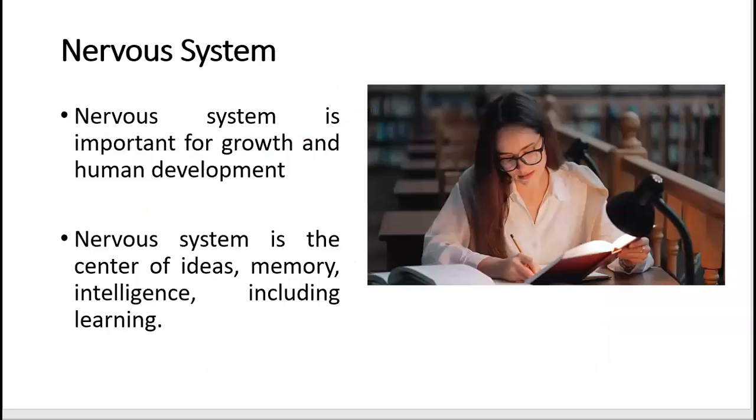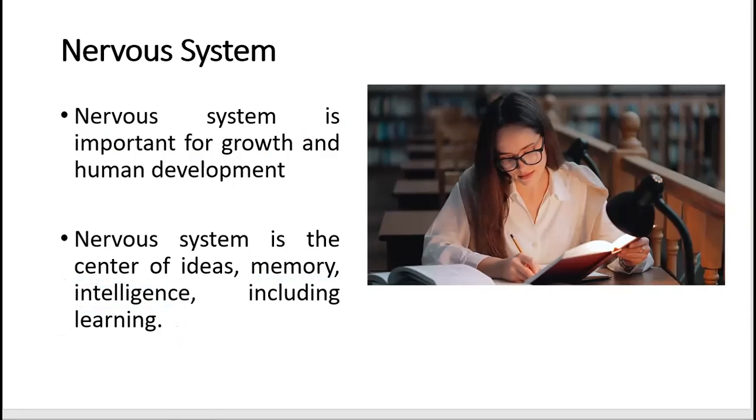Okay, so when we say nervous system, nervous system is important for growth and human development. So also, nervous system is the center of ideas. Remember, center of ideas, memory, intelligence, including learning. All right. Again, remember that nervous system is the center of ideas, memory, intelligence. Okay, that includes learning.